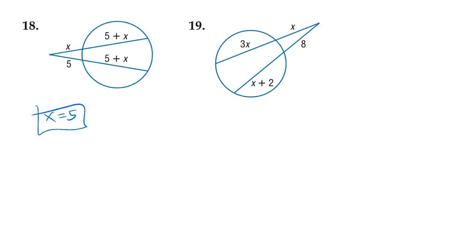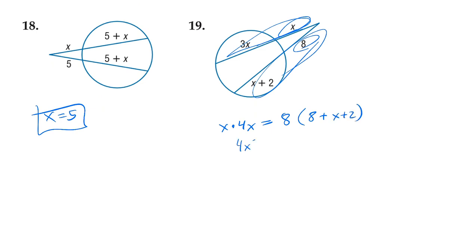Let's see. So we got outside times whole, outside times whole. So we got x times, and then 3x plus x is 4x, equals outside piece times, whoa, I wrote it wrong, 8 plus x plus 2. So this is 4x squared equals 64 plus, oh, I should actually make this x plus 10 first. So this was x plus 10. We distribute the 8 into x plus 10, and we get 8x plus 80. Moving it all to one side, 4x squared minus 8x minus 80 equals 0.